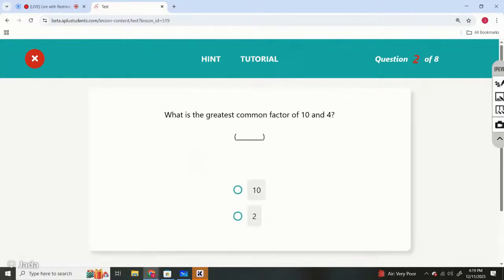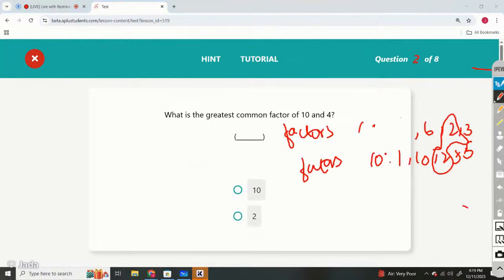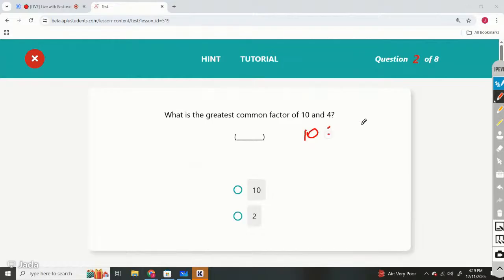What is the greatest common factor of 10 and 4? So let's just write down the factors of 10, right? They are 1 times 10 is 10 and 2 times 5 is 10. Now let's just write down the factors of 4. 1 times 4 is 4 and 2 times 2 is 4. So what is the greatest common factor?